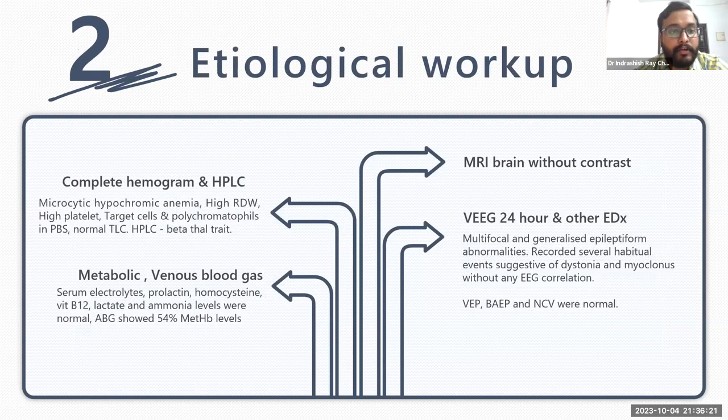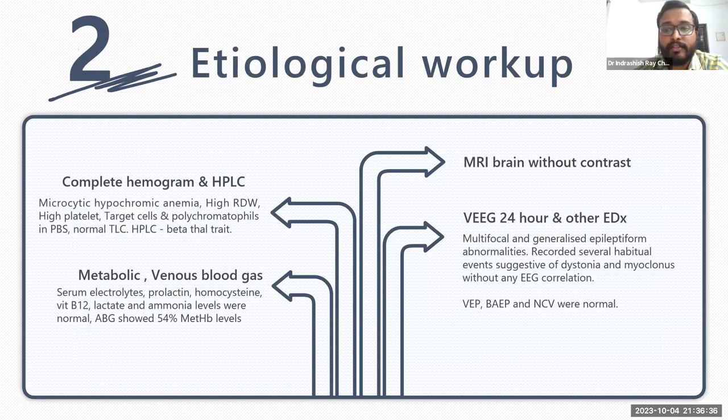So, the etiological workup we did revealed microcytic hypochromic anemia, peripheral blood smear showing target cells and polychromatophils, HPLC showing beta thalassemia trait. Metabolic parameters: ABG with co-oximetry showed a 54% methemoglobin level.